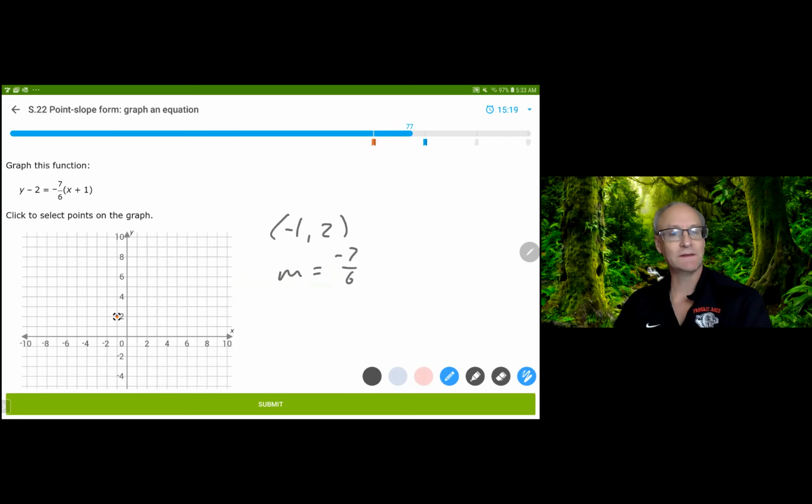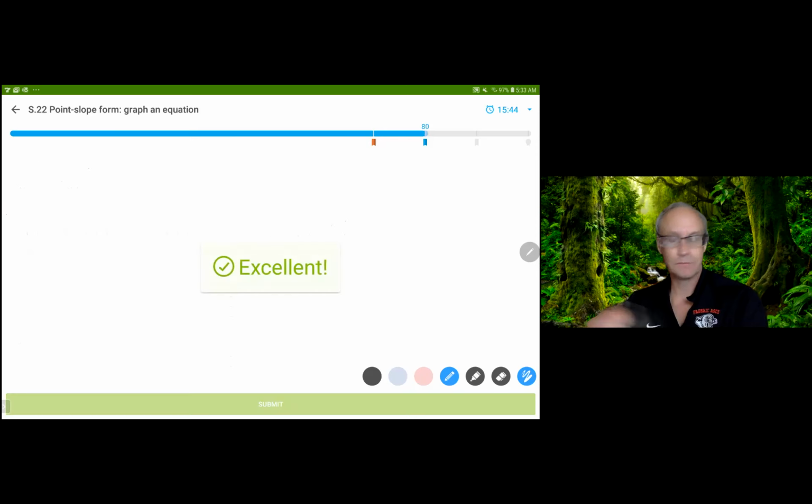Now, this is one of the cases where I can't really see where I'm going to be ending up if I go down 7 and over 6. But what I could do is I could go up 7 and back 6. I just have to be careful. To go up 7 is going to put me at 9, and going back 6 is going to put me at -7. I just want to make sure. It's a little hard to see sometimes. My eyes aren't as good as they used to be.